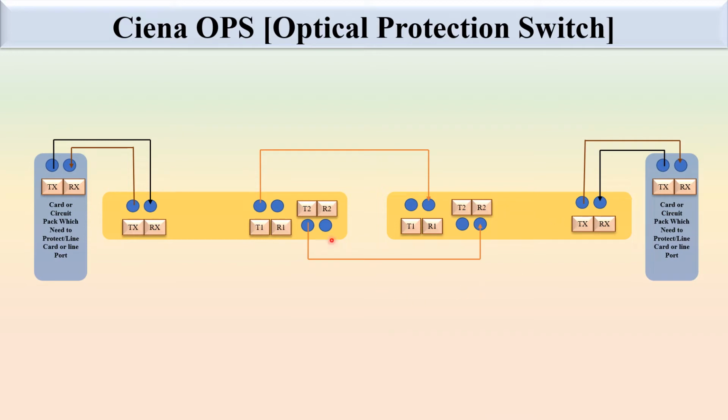In the same way, this T2 is connected to the R2, this T1 is connected to the R1 and this T2 is connected to the R2. So the combination of T1 R1 is known as a primary path. So this is the primary path, and the combination of T2 R2 and this T2 R2 is a secondary path. So this is the secondary path.